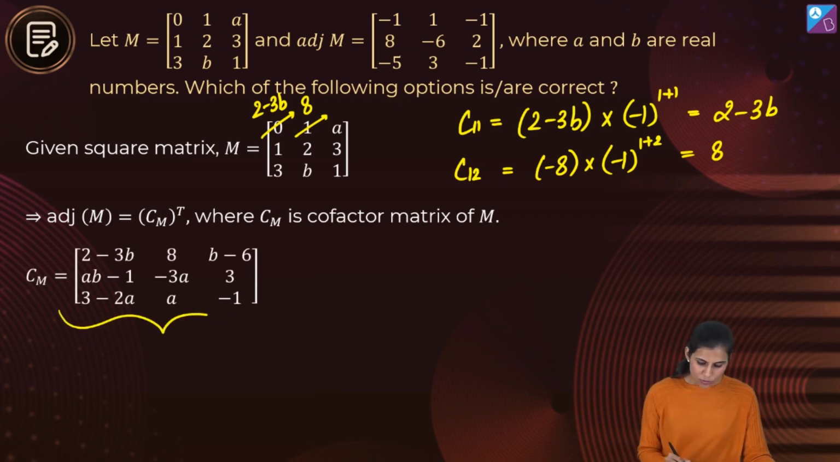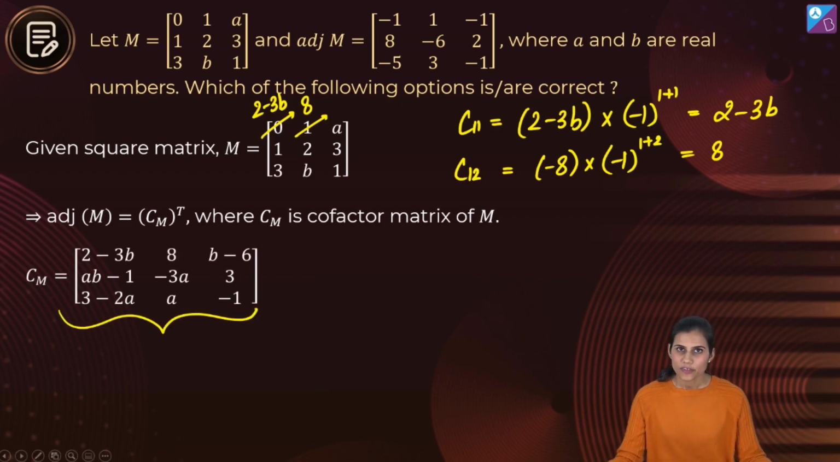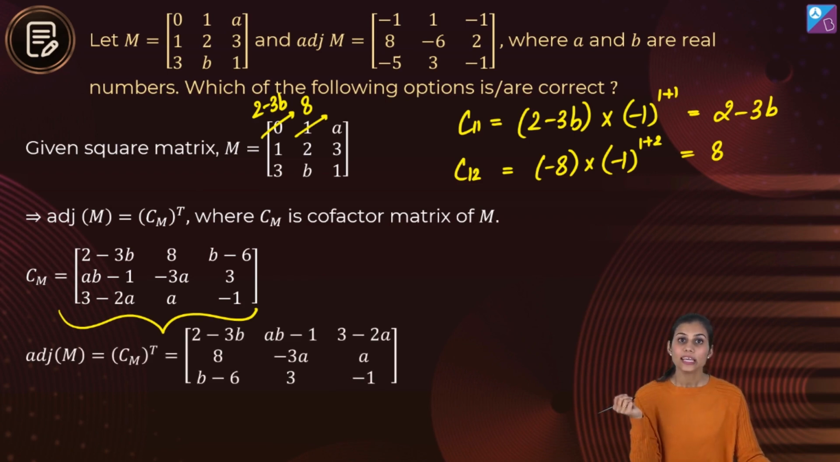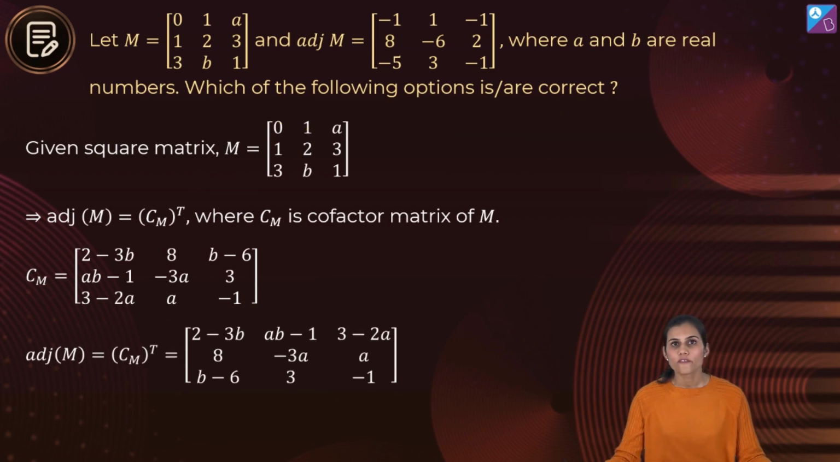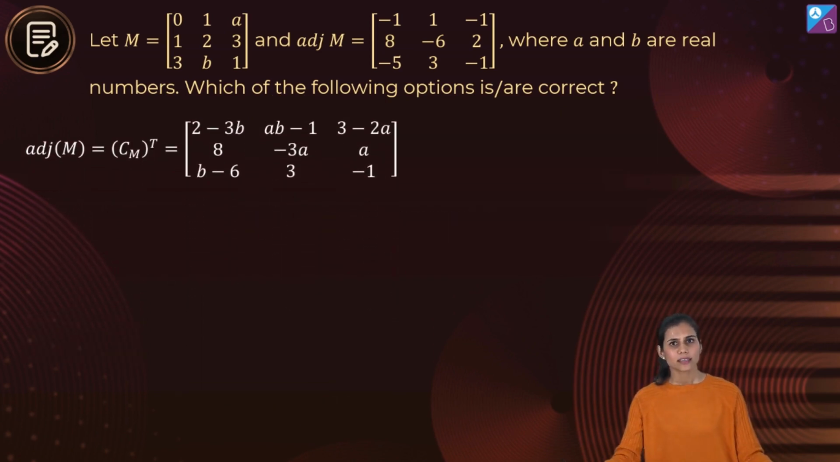will give you this to be the cofactor matrix of M. Once you reach till here, you have to take the transpose of this matrix. That means you simply have to interchange the rows and columns. When you do that, you end up getting the adjoint of M. But wait, we are already given adjoint of M in the question. And M can have a unique adjoint. That means both these adjoint matrices will be equal.